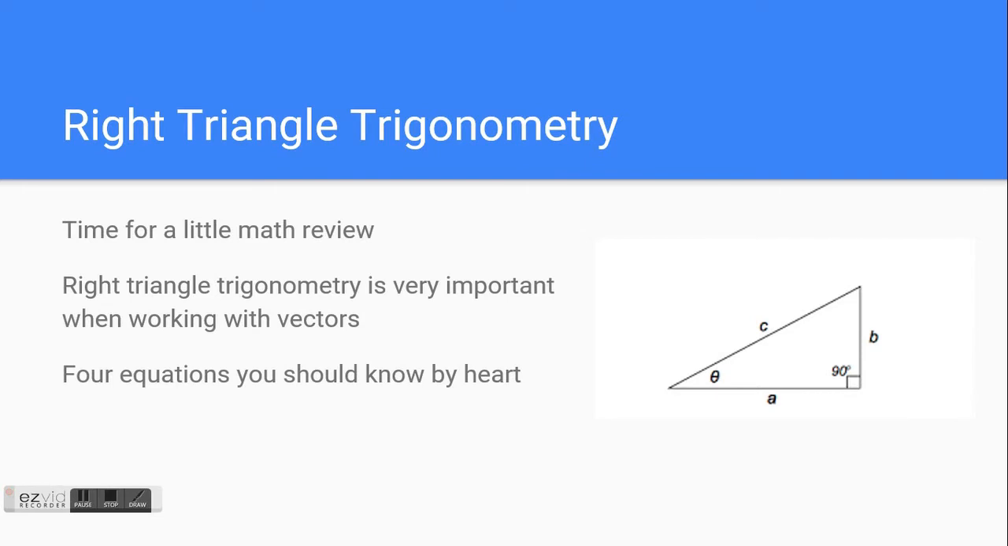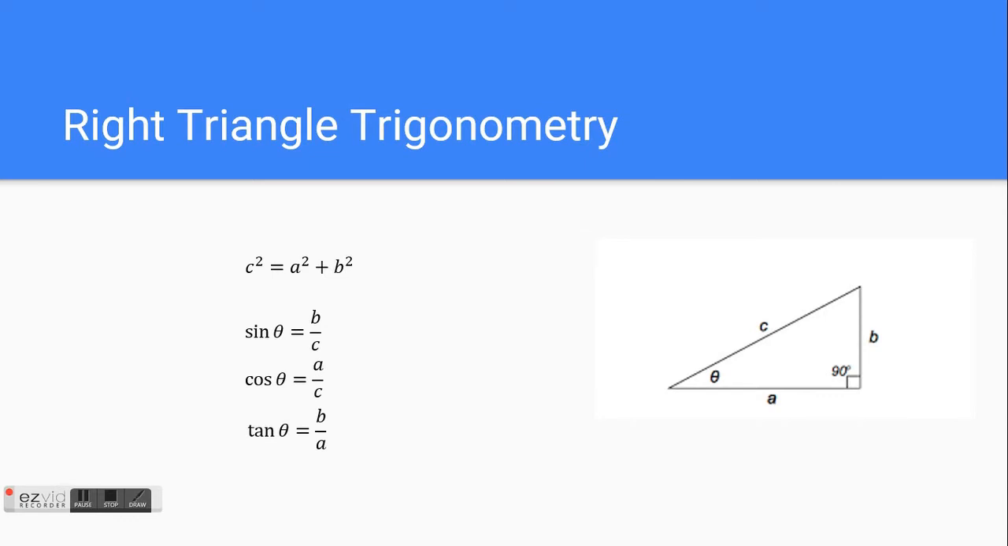I know for sure you've seen this in Algebra 2. I know it comes up in great detail in calculus. And it is also very important here in physics when we start working with vectors. And that's right triangle trigonometry. And there are four equations that you should know by heart. And you should have known these equations by heart when you came into class this year. And those four equations are right here.